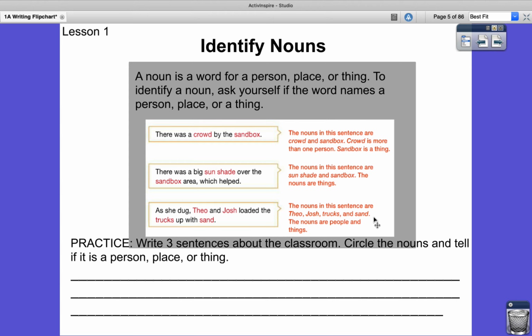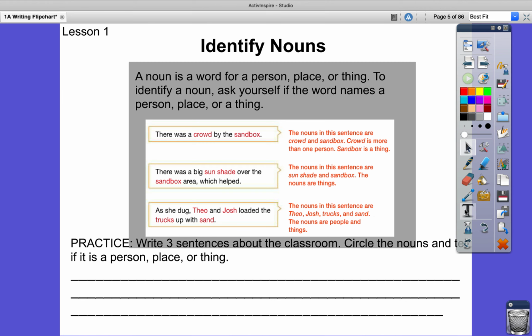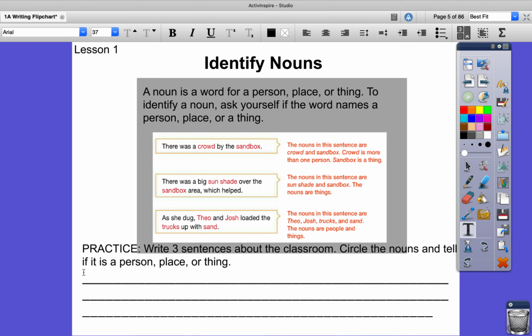Okay, so for practice, we're going to write 3 sentences about the classroom. You could either write 3 sentences about the classroom, or you could write 3 sentences about what you see in your house. So circle the nouns and tell if it is a person, place, or thing. So I will show you with one example.